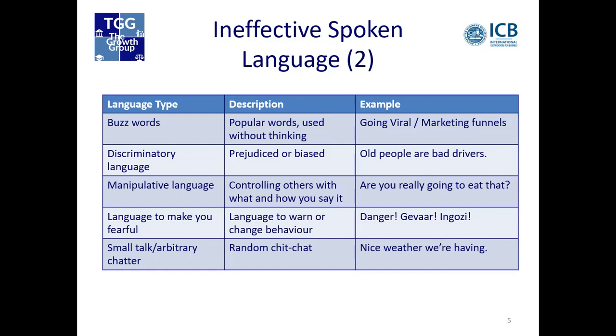Manipulative language is when the speaker is trying to control others with what they say and how they say it. So, a mother asks the child, "Are you really going to eat that?" What she's really saying to him is, "I don't think you should be eating that. You had enough." Or, "That is not proper food. I hope you're not going to put that in your mouth," even though the question says, "Are you really going to eat that?"